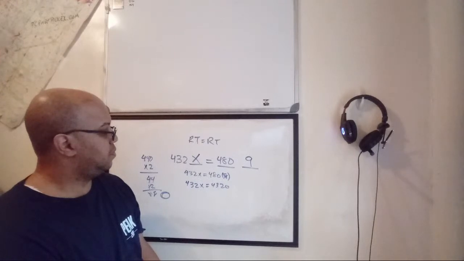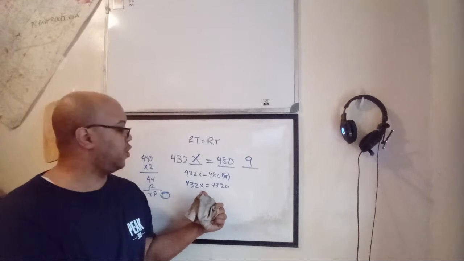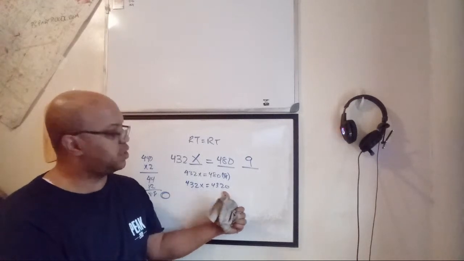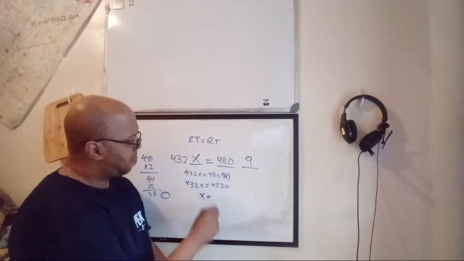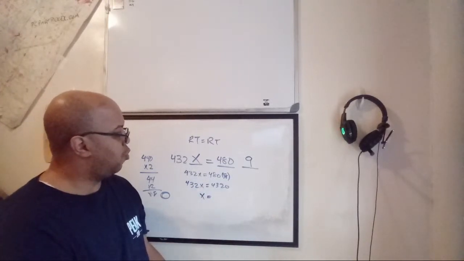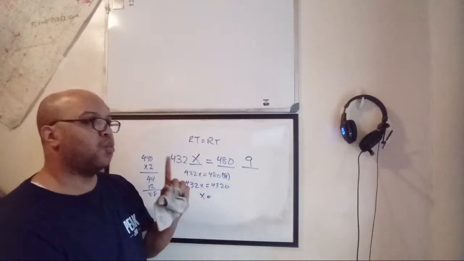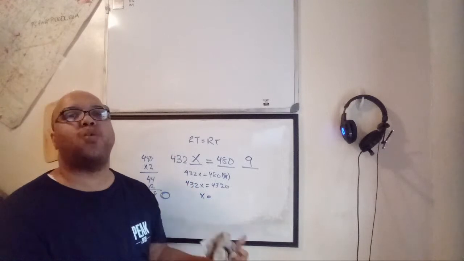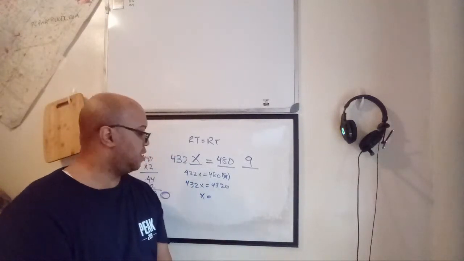Just a 0. So something was multiplied by 432, and the result is 4,320. What does that tell you? This was multiplied by what? 100? No, because if it was 100, it would be 43,200. Only one 0. So it's multiplied by what? By 10. So our answer is 10.